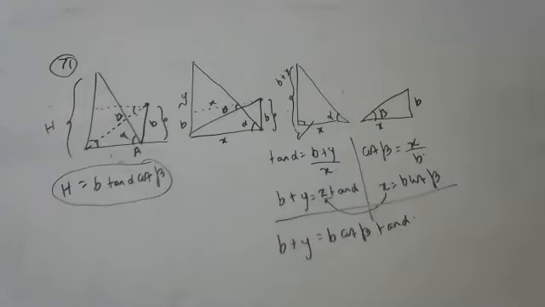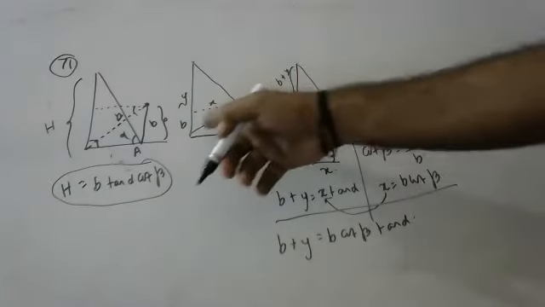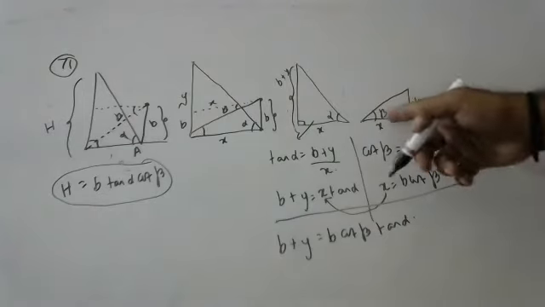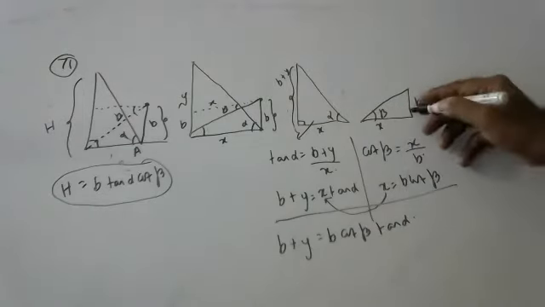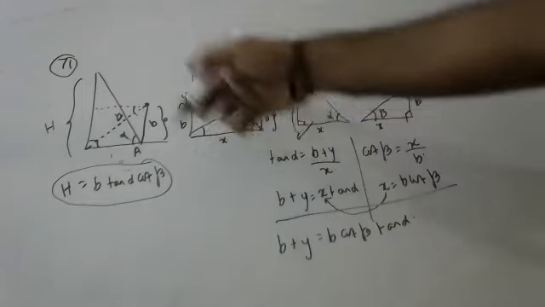One second, children. A small confusion is there. Sir, in the second figure which you drew, where did you mark beta, sir? This is beta, this is also beta. So cot beta is equal to adjacent by opposite, and in the first figure, tan alpha is B plus Y by X.